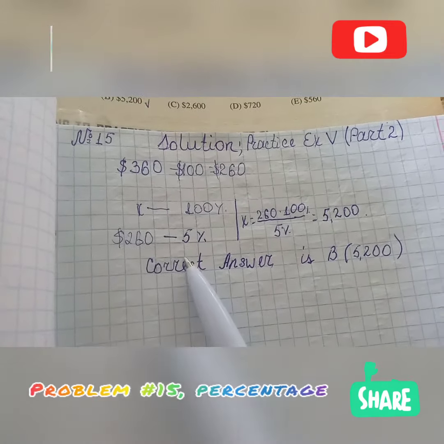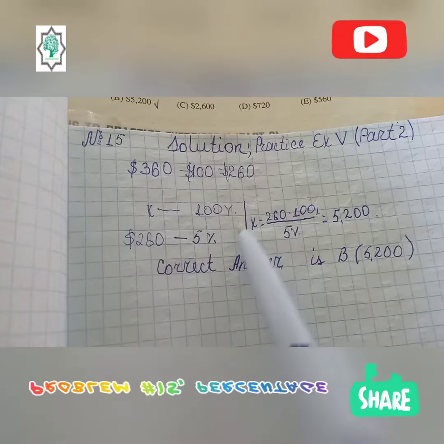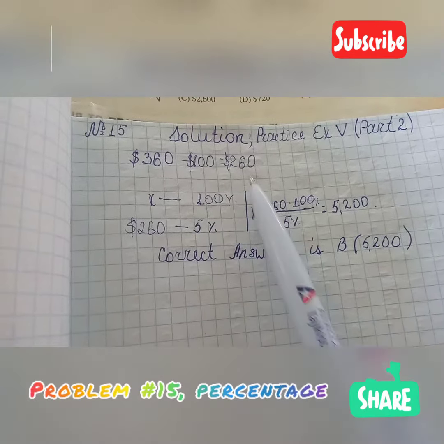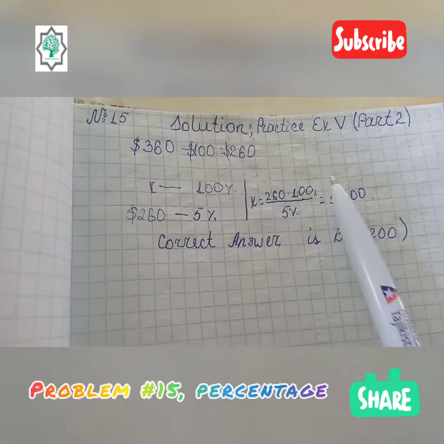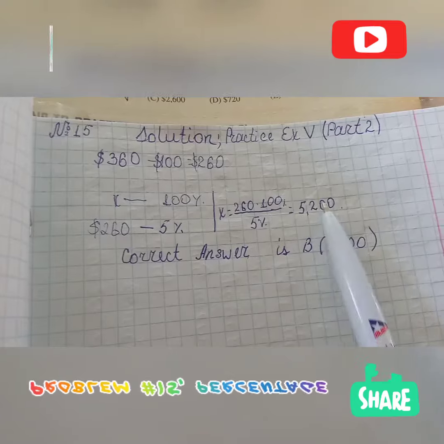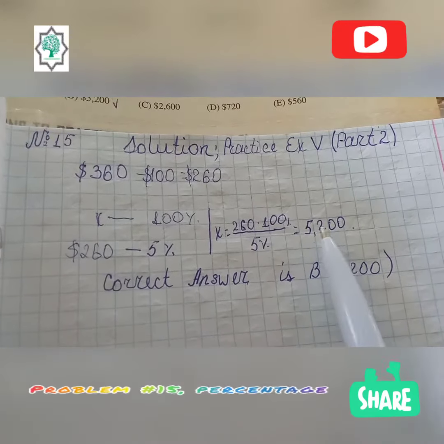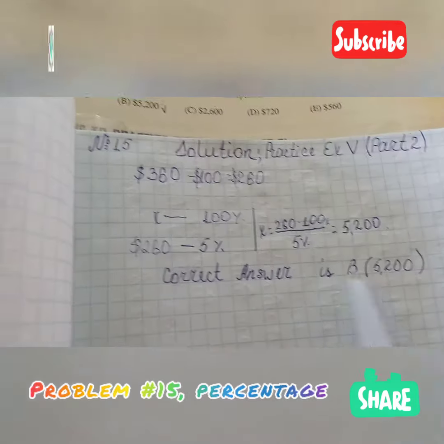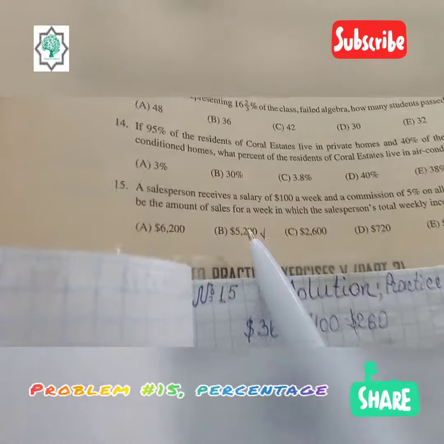is $260, we must find 100%, or the whole sum of sales. And the answer is $5,200. The correct answer is B.